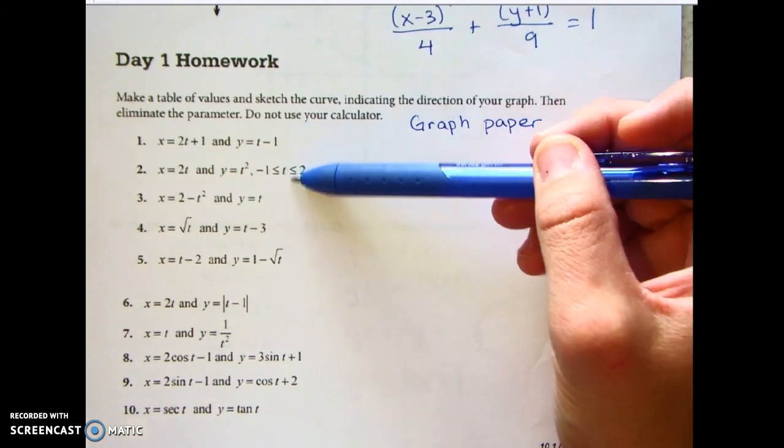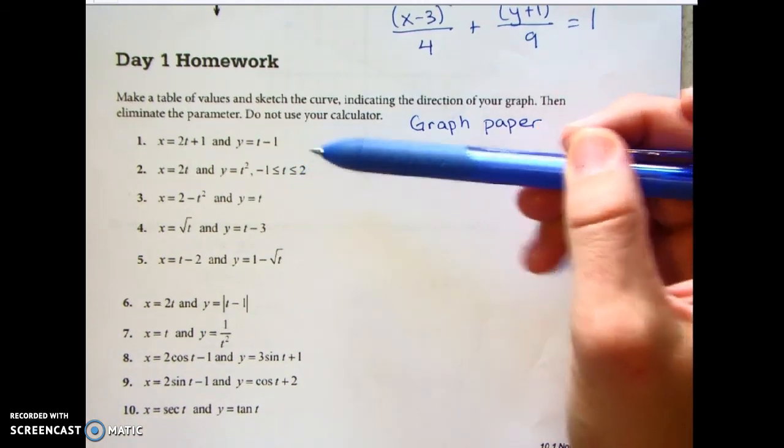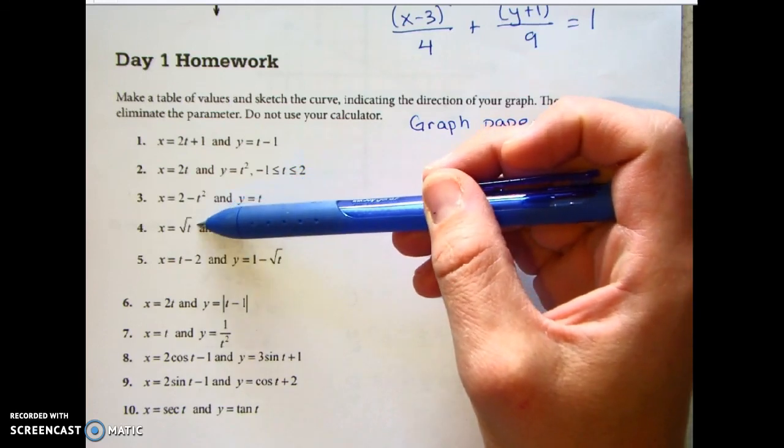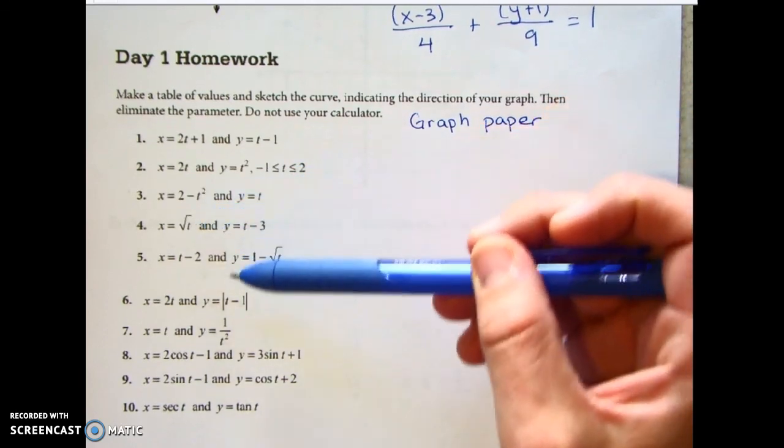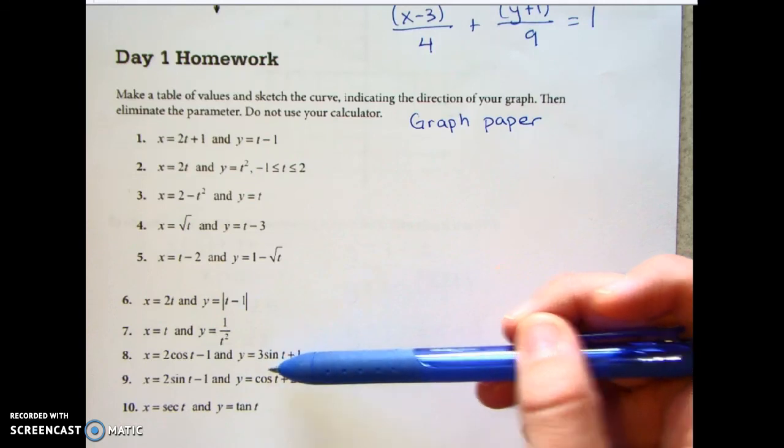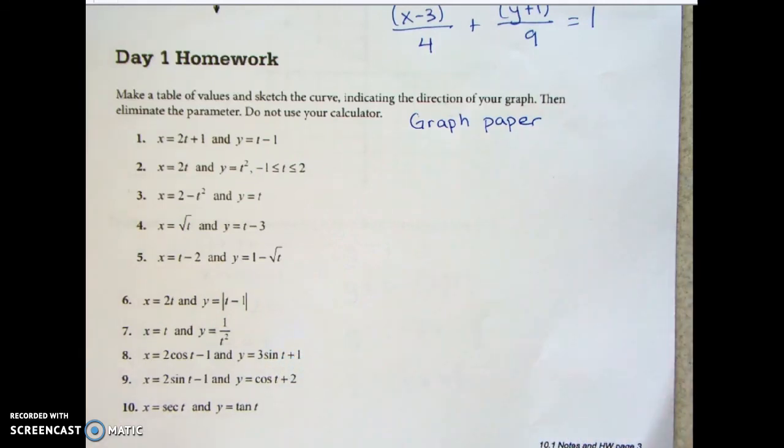To pick your t values, this one's chosen for you. Just look at the examples. The square root, use the same one as we did before, and the sine and cosine use the same one as we did before in the examples.